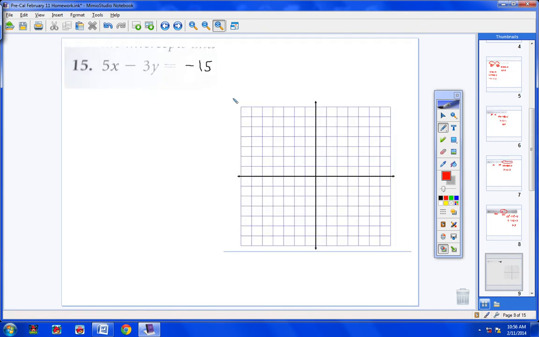Let's take a look now at number 15. Numbers 15, 17, and 19. The directions read, find the intercepts and then graph. So we should know how to do that. Where the x is, I substitute a 0. And where the y is, I substitute a 0. Okay, if we do our math here, 5 times 0 is 0. 0 minus 3y is negative 3y. Divide both sides by negative 3. Y equals 5. So the y-intercept is 5.